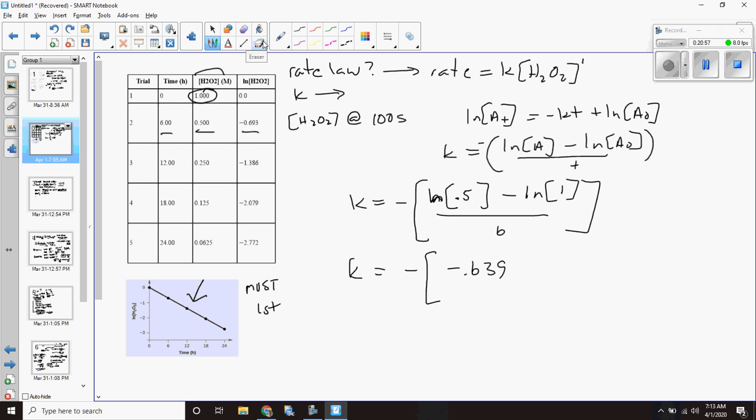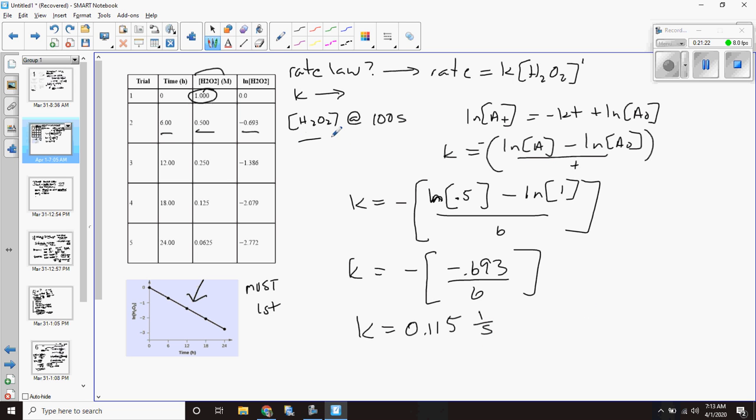Natural log of 0.69, apparently I'm a little bit dyslexic. So let me get rid of that and re-put the right number. 0.693, and that is going to be divided by 6. Okay, so the answer for the rate law expression is going to be negative 0.693 divided by 6, or a rate constant will be 0.115 inverse hours.